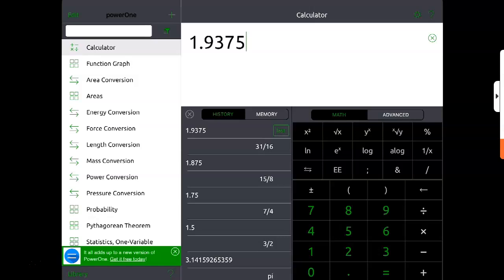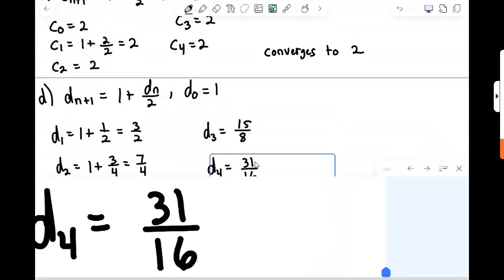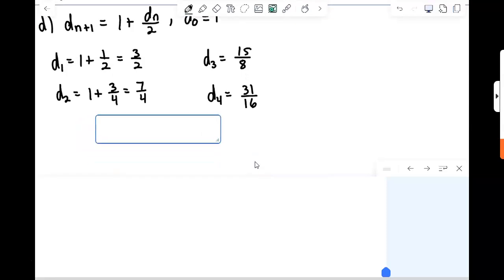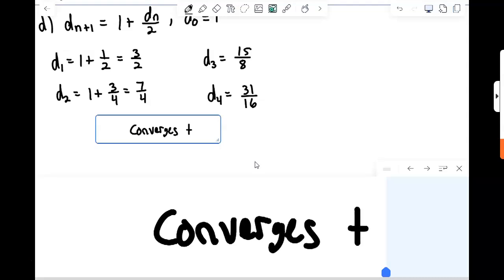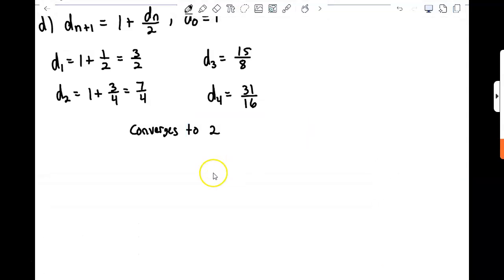And so if you think about these numbers here, 3 over 2, 7 over 4, 15 over 8, 31 over 16, you actually start seeing a pattern in these numbers, in the denominators there, that might help you also to lead to kind of making a guess of what's going on here. And that is that this thing is also converging to 2.